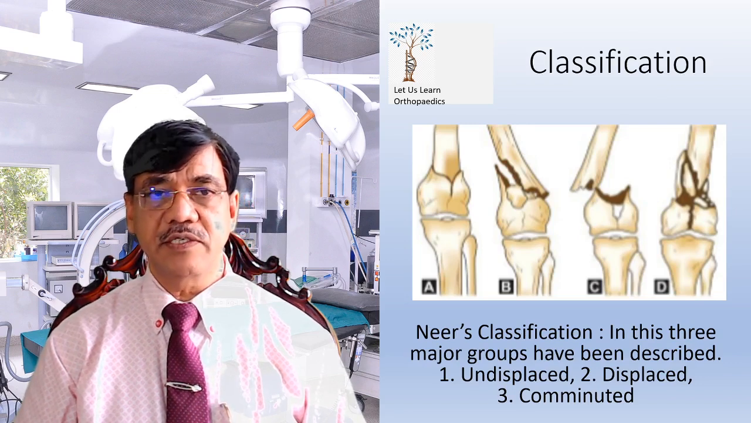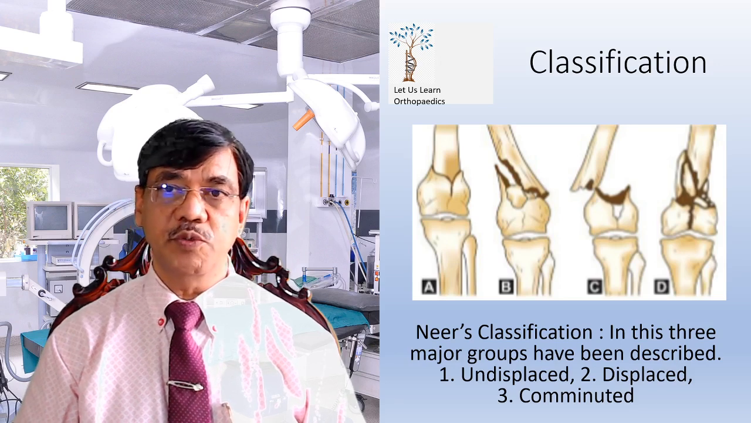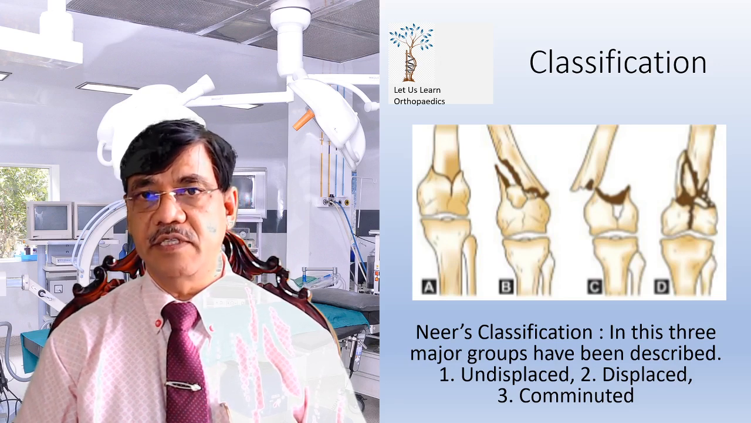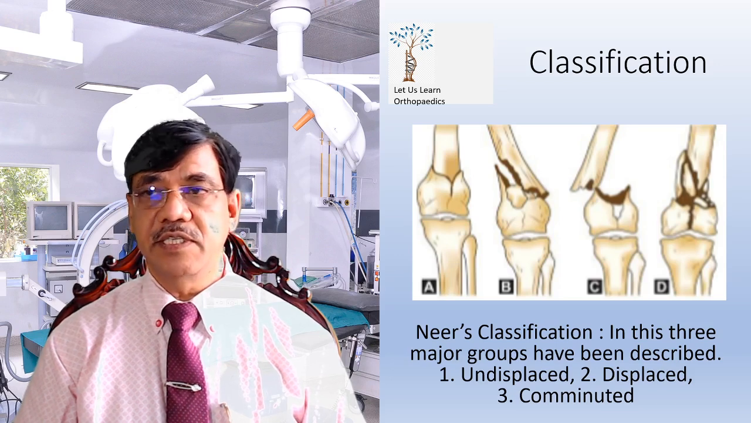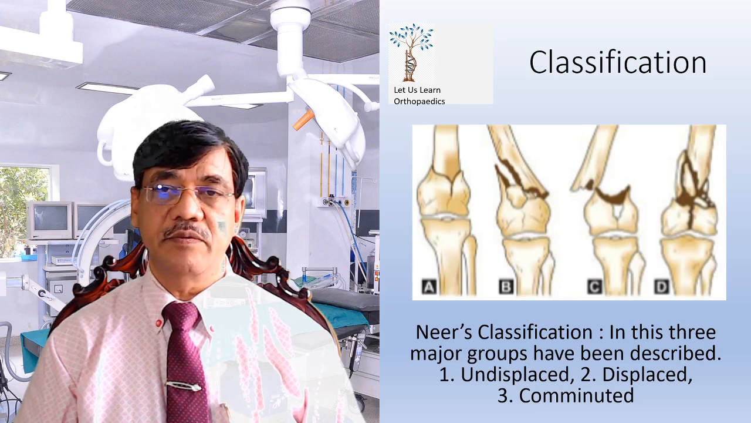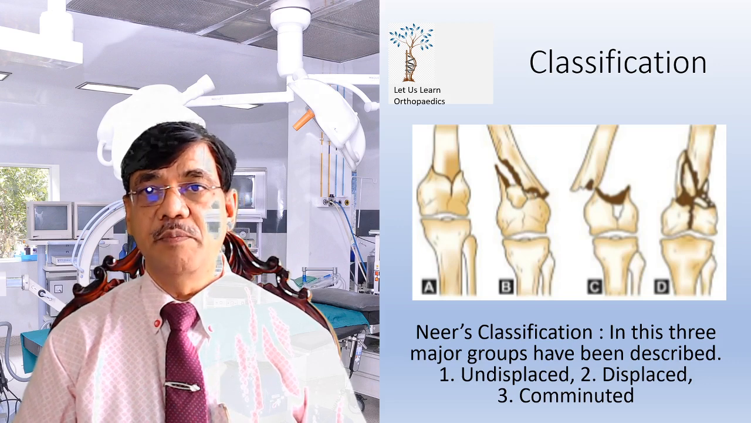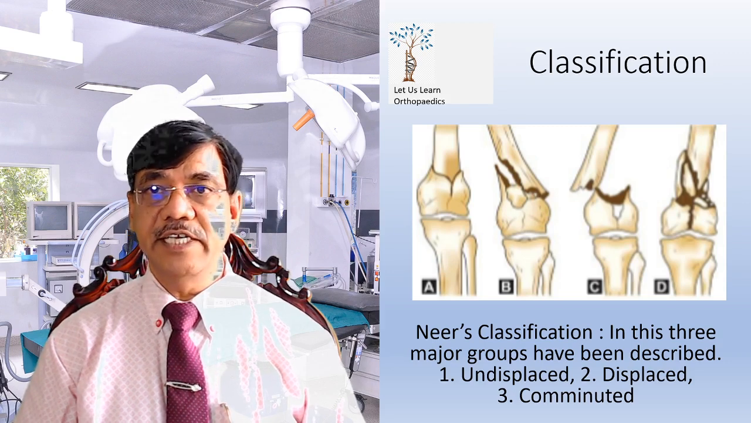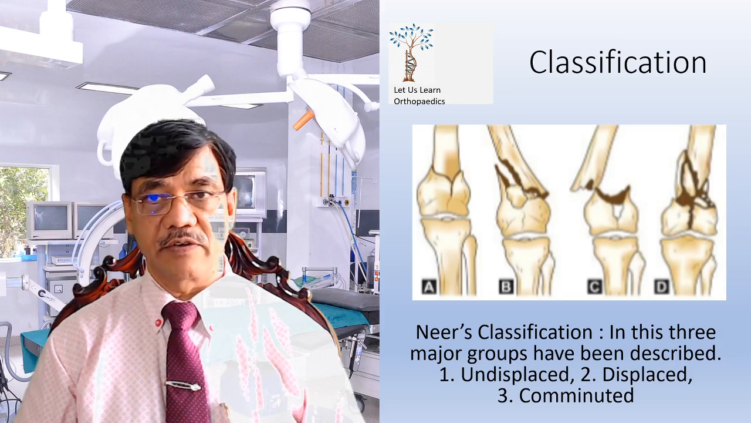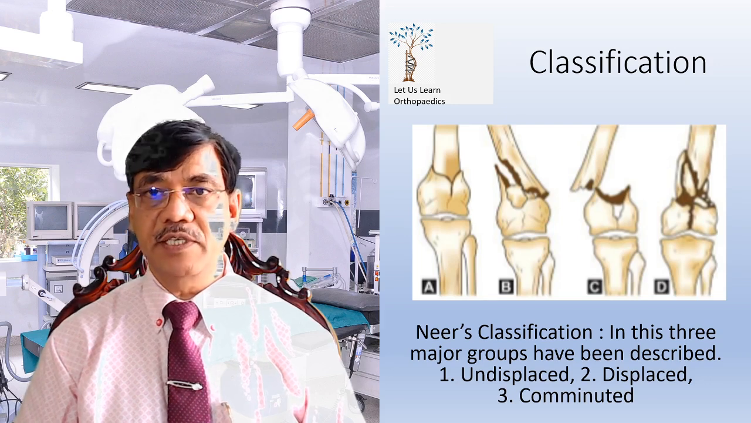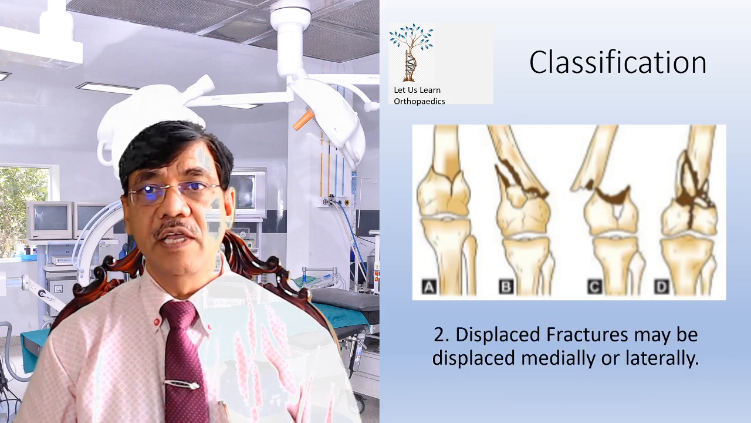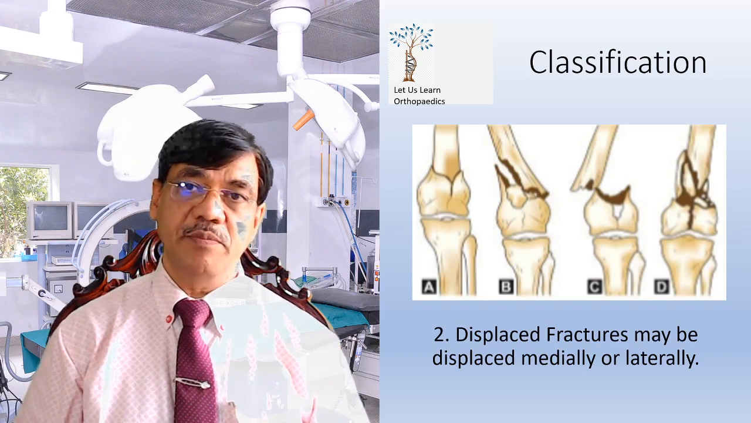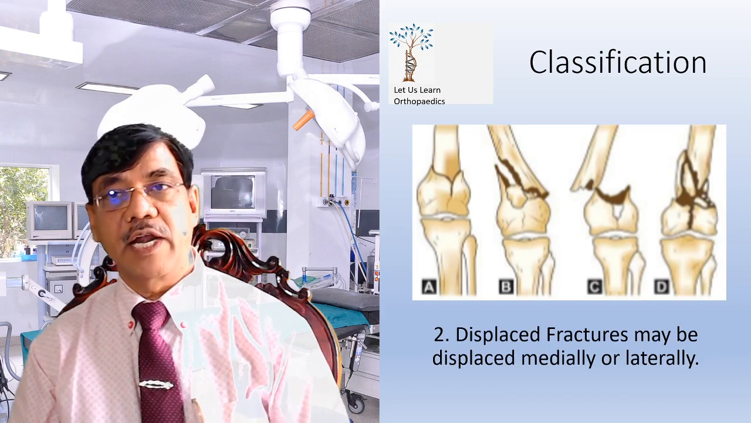Classification of these fractures. Neer has classified this into 3 major groups. As you see in this particular diagram, A shows the undisplaced fractures, B and C show the displaced fractures, and D shows the comminuted fracture. So the 3 major groups: undisplaced, displaced, and comminuted. And the displaced fractures may be displaced either medially or laterally.